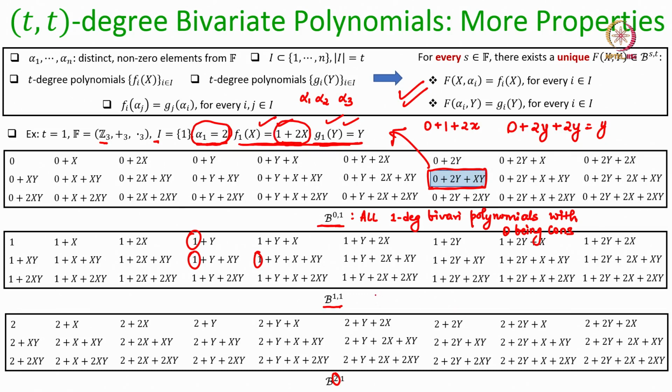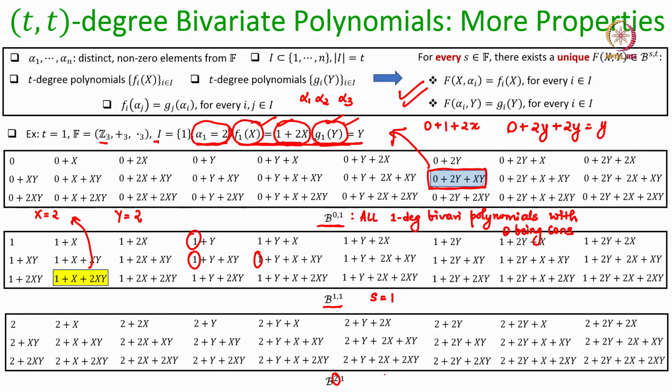In the same way, now let us fix s being 1. Now, there are several bivariate polynomials of degree 1 whose constant term is 1. In fact, here you have 27 such polynomials. Now, among those 27 polynomials, it is only this highlighted polynomial which when evaluated at x equal to 2 and when evaluated at y equal to 2 would have produced this f sub 1 x polynomial and g sub 1 y polynomial.